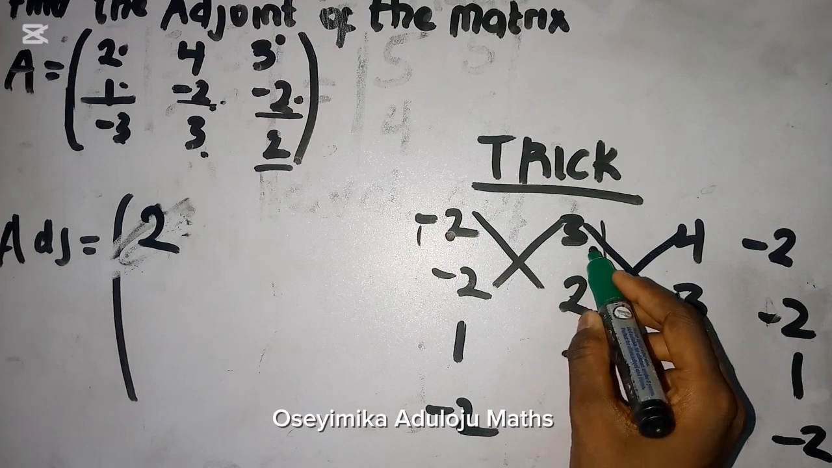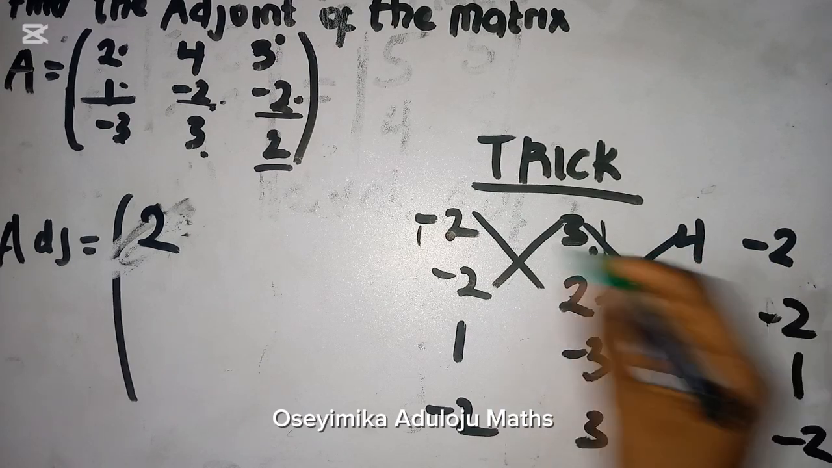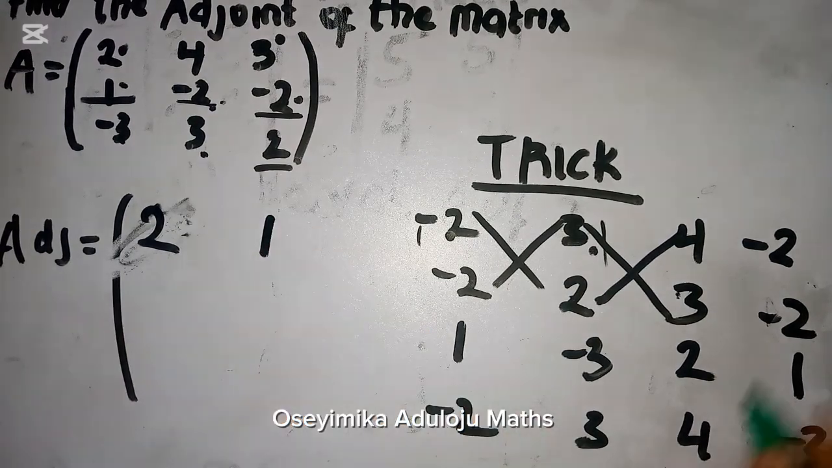Then we'll come to this place, do the same to find the determinant of this. 3 multiplied by 3, that is 9. 9 minus 4 multiplied by 2, that is 9 minus 8. So 9 minus 8 is what? 1. So we'll also come to this place again.